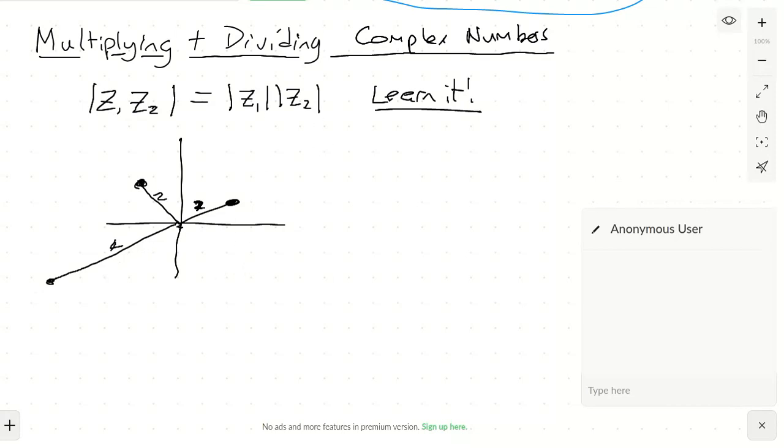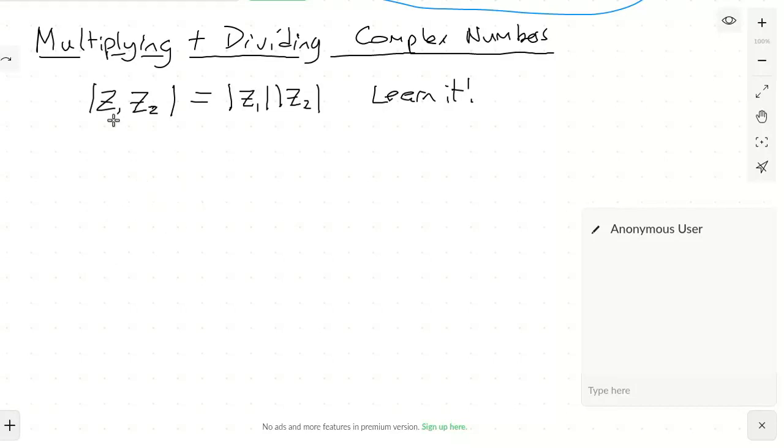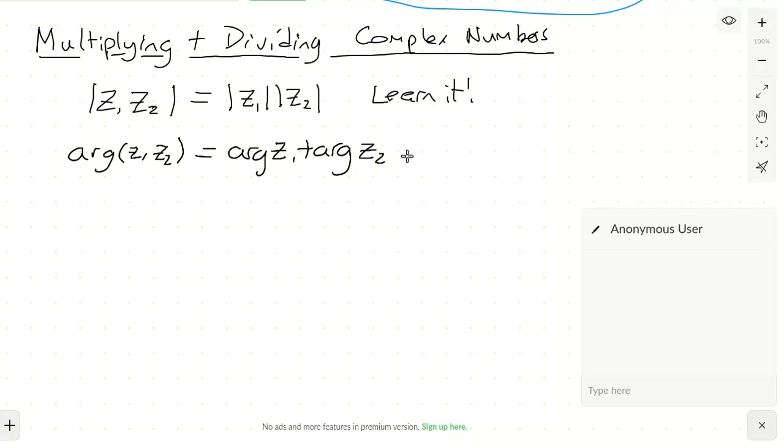And even more interestingly, what happens to the argument? Well, I hope you're familiar now with this notation. Arg for argument, the argument of Z1 times Z2. Now this works a little bit differently. It's the argument of Z1 plus the argument of Z2. So you add the angles. If you ever multiply two complex numbers together, you add their angles.